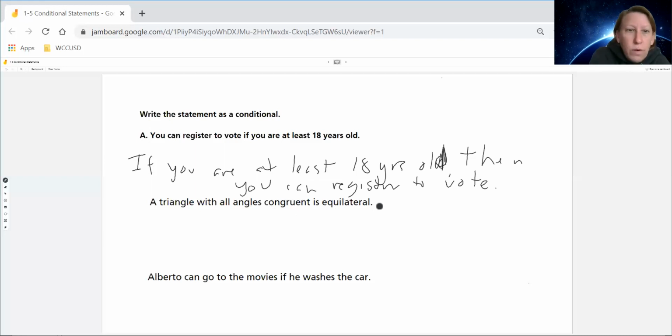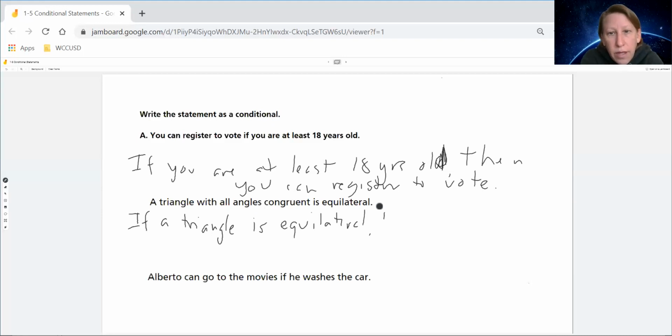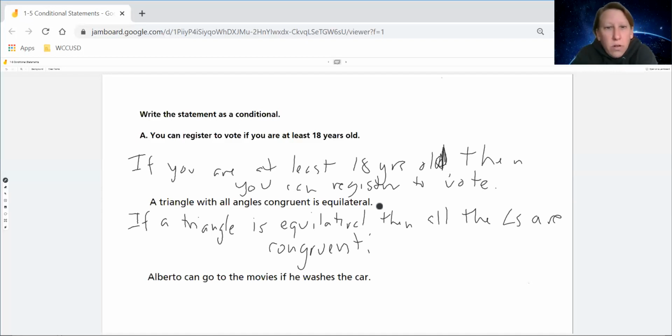All right, a triangle with all angles congruent is equilateral. This one, there's actually two right answers. So you could do if a triangle is equilateral, then all the angles are congruent. You could also write that one the other way. If a triangle has all angles congruent, then it is equilateral. Both of those are okay for this situation.